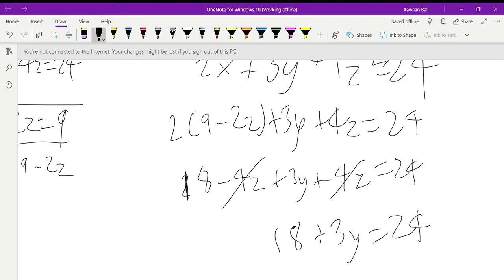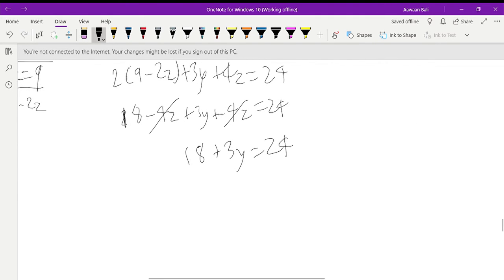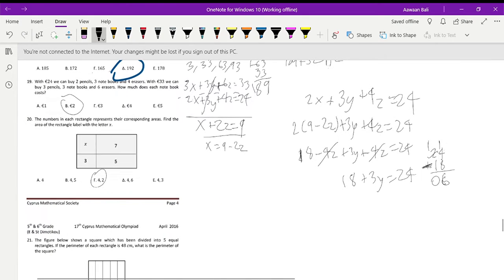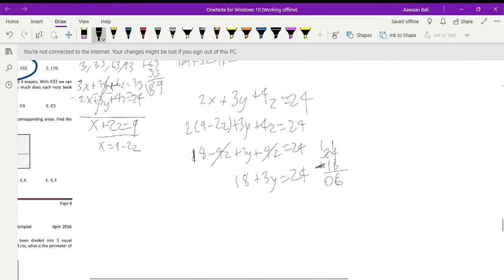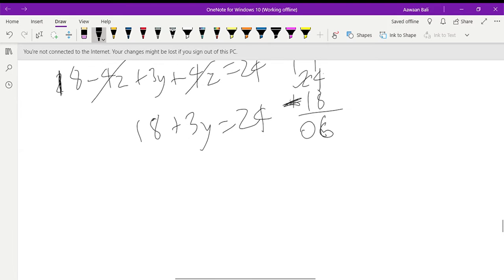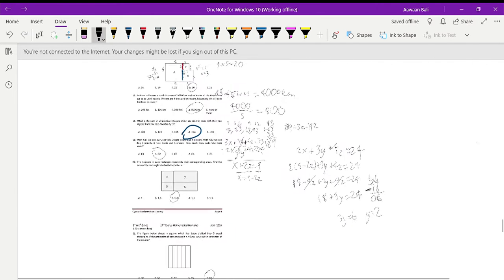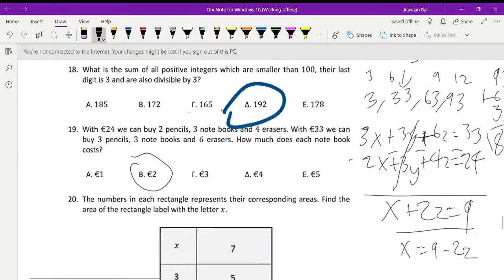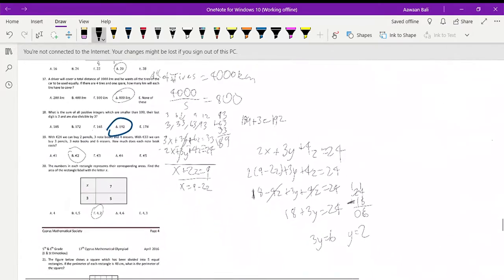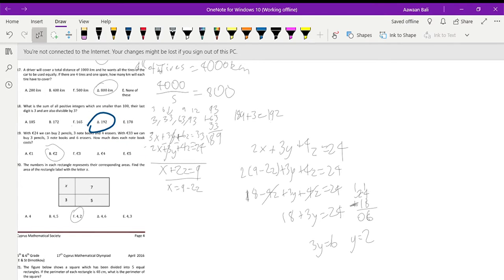This is really helpful because now we can just directly find what y is, and that's a notebook. Y is a notebook, and it's asking what the notebook is, right? Yeah, it's asking what the notebook is. So we minus both sides by 18, so 3y is equal to 6. Now we just do 6 divided by 3 is 2, so y is equal to 2. Therefore, the answer is beta.